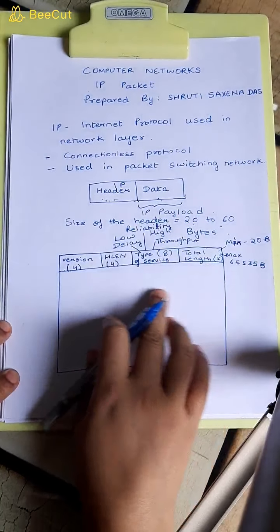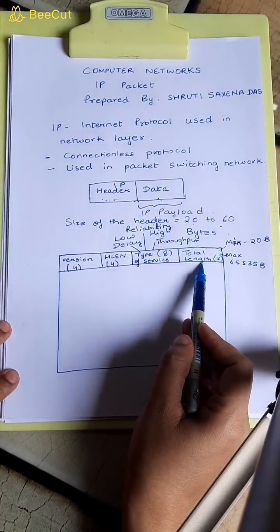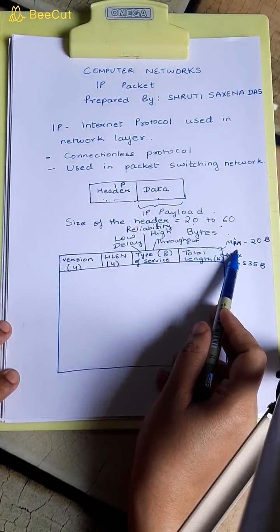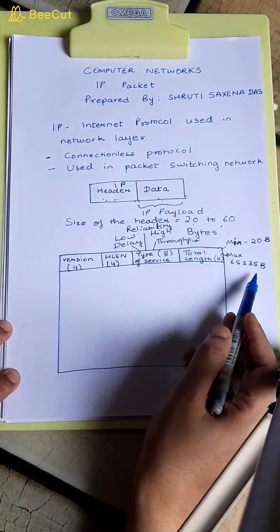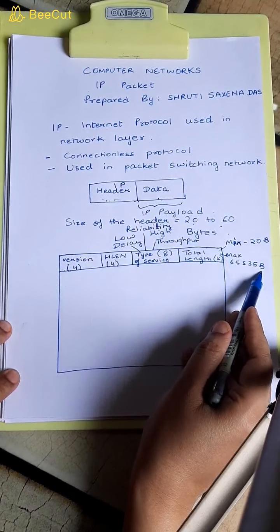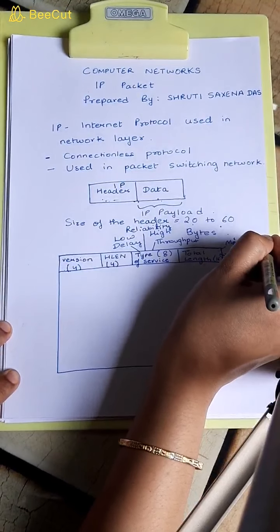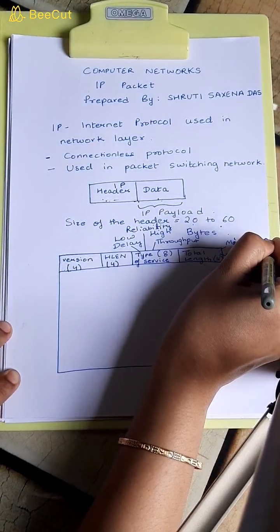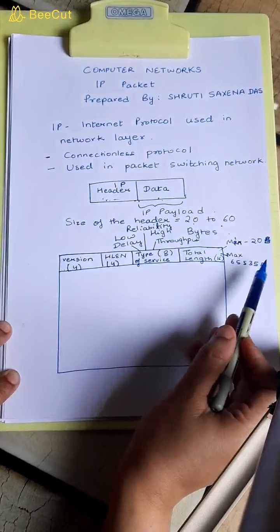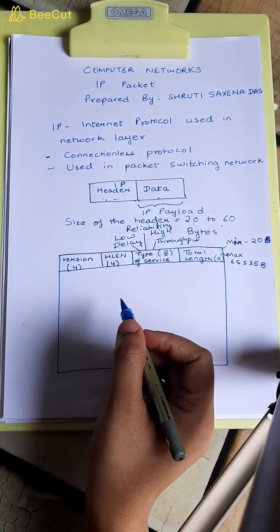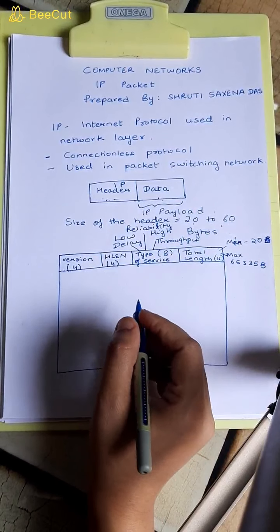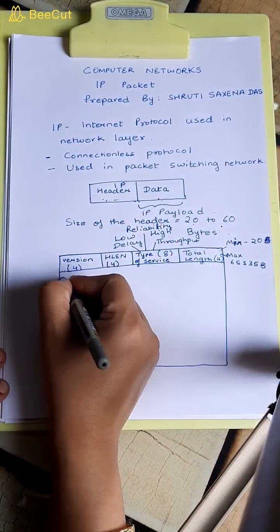Then the next field is total length. What will be the total length? The minimum length can be 20 bytes and the maximum length can be 65535 bytes. This is B, which is for byte, don't confuse it with 8. Then the next row contains information about identification.